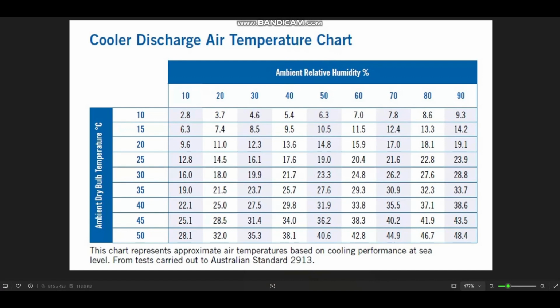Your typical conditions here in Gauteng will be approximately 30 degrees Celsius at about 30% relative humidity. And what you can expect at the bottom or the discharge area of the cooler is, all we do is we line it up, 30 degrees Celsius, 30% humidity. You can expect approximately 20 degrees Celsius off the bottom of your cooler.